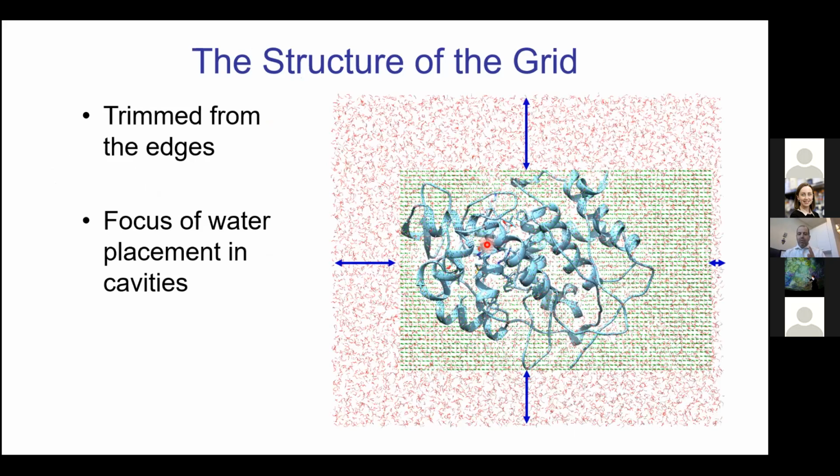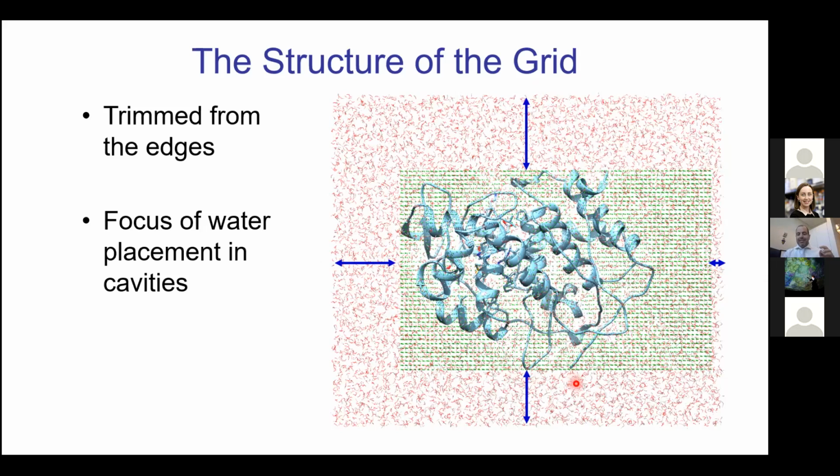Another optimization we performed is that we focus on an area of interest. What does it mean? We don't really care about water exchange between bulk and bulk. This is sampled very well in the molecular dynamics. We care about what happens in the protein-ligand complex within the interior. So we trim our grid for the Monte Carlo from the 3 directions.